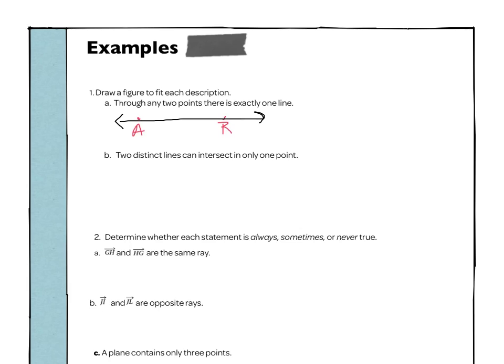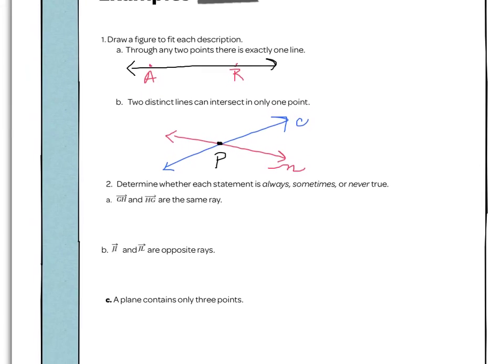Number 1B. 2 distinct lines can intersect at 1 point. So let's draw 2 distinct lines. Call this one the blue line, line C. And we'll call this one, that's cursive C, the red line. This will be line N. And that would mean that now this is at exactly 1 point. They intersect, we'll call that point P. Okay. Now on to question number 2.